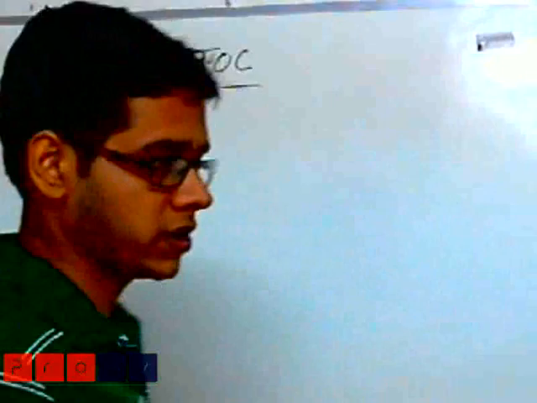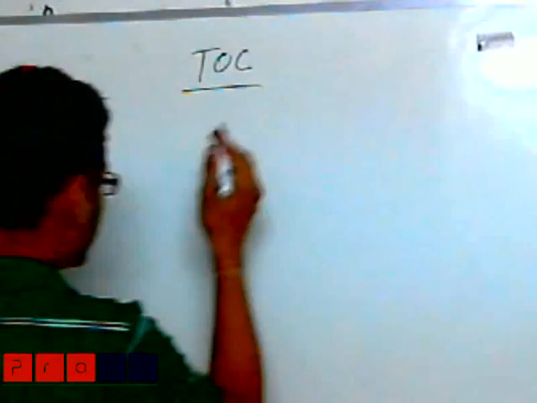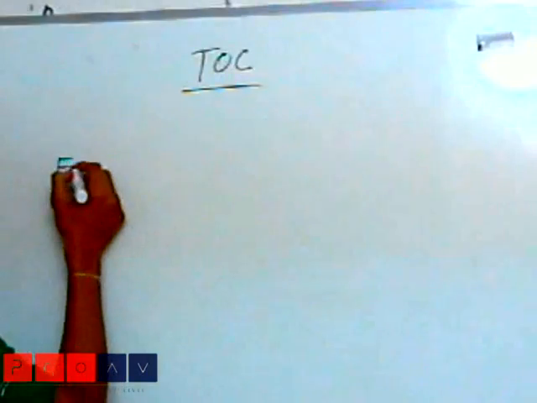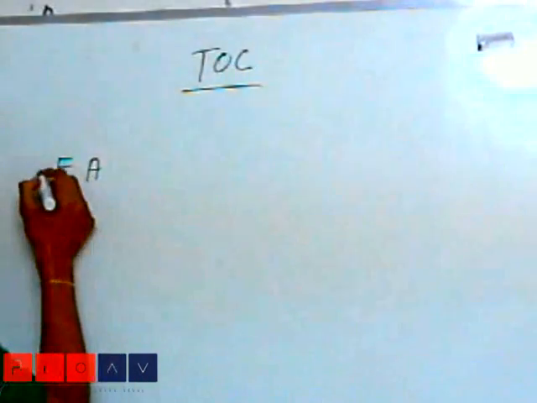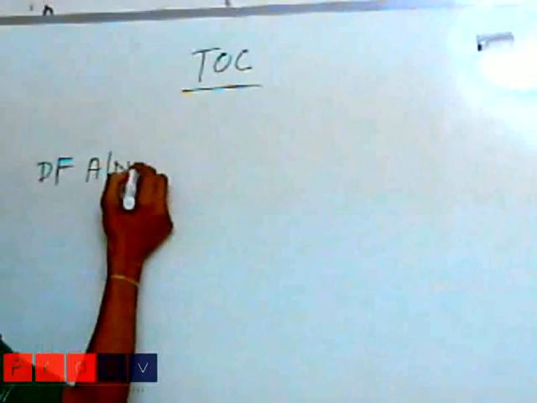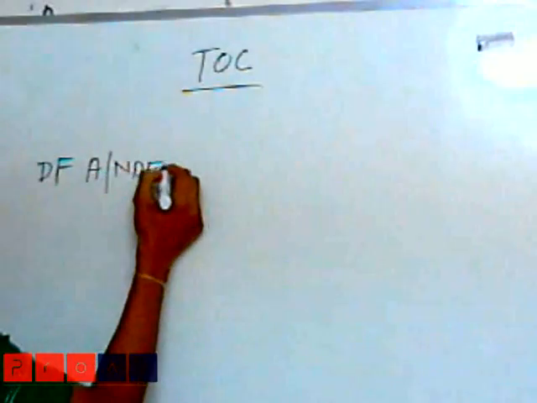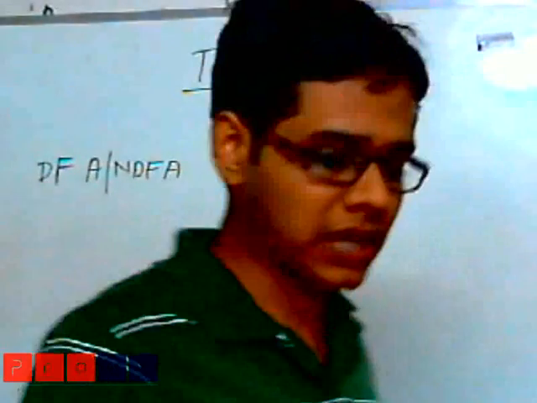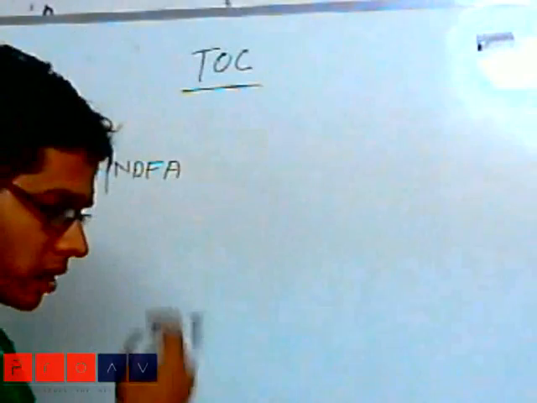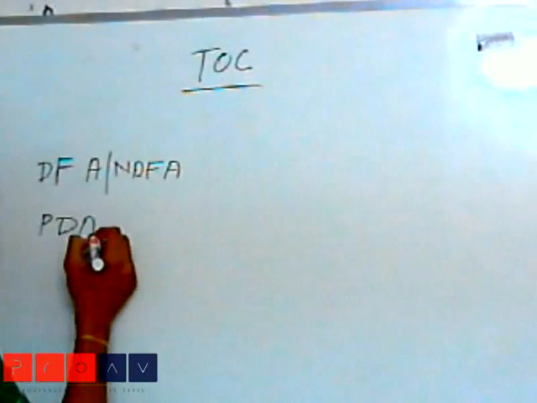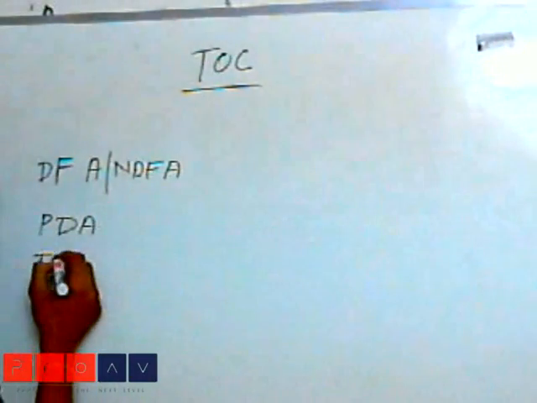In TOC, what I am assuming is you know the basic concepts, but still I will explain all the basic concepts which have been covered in this course. This is DFA, NDFA, PDA, Turing machine.